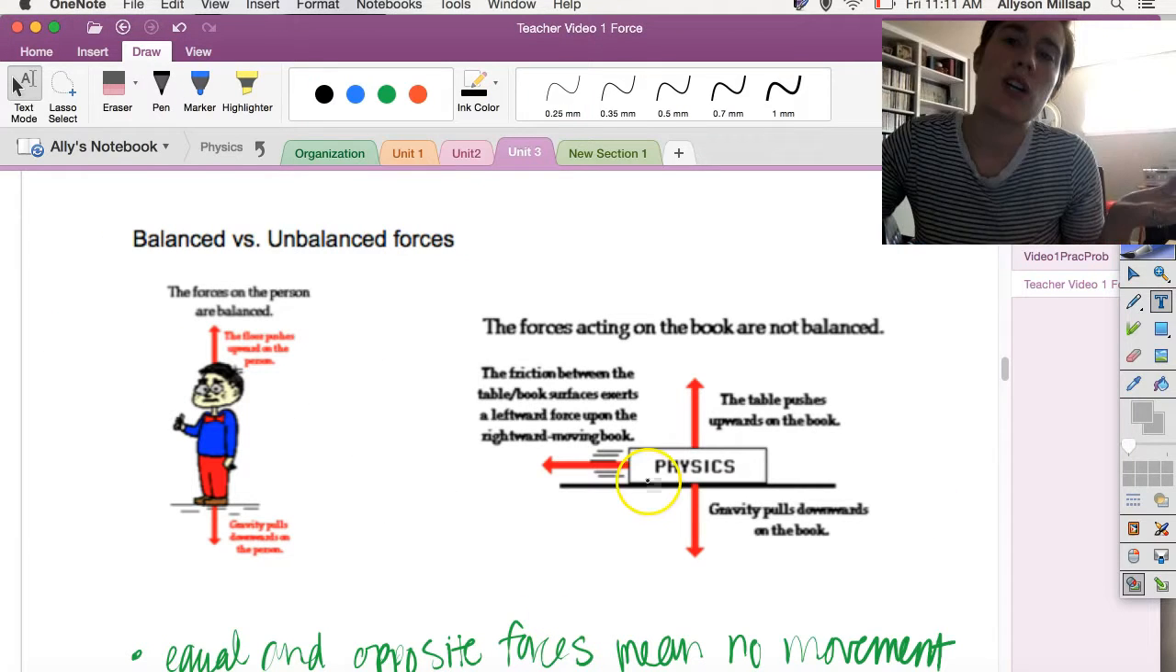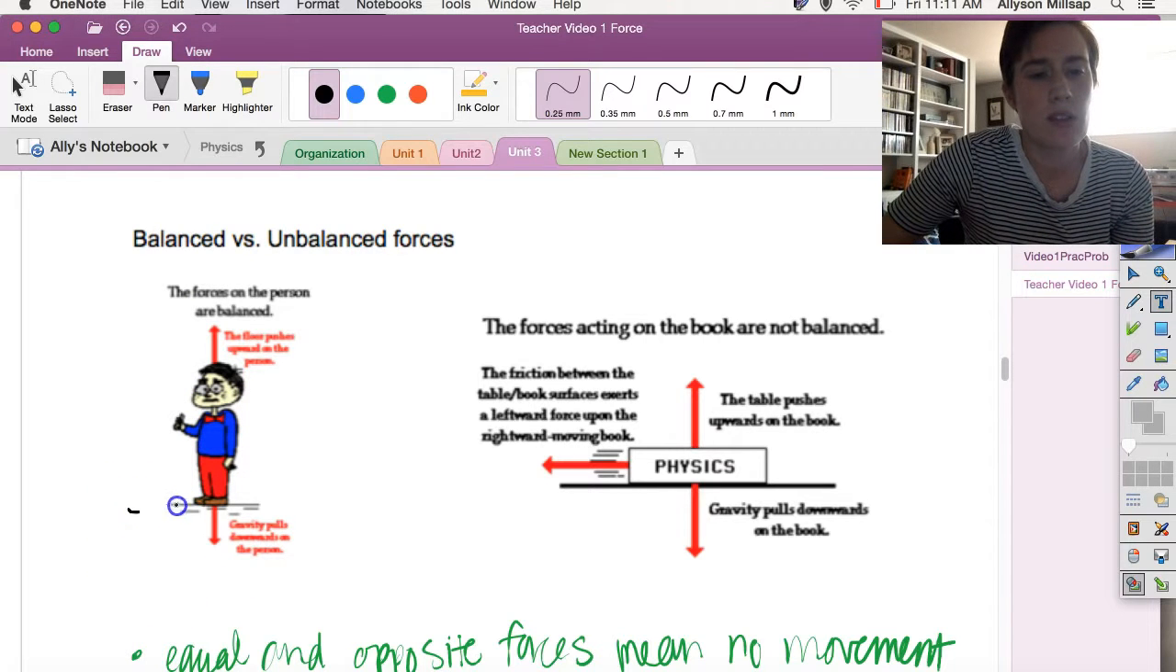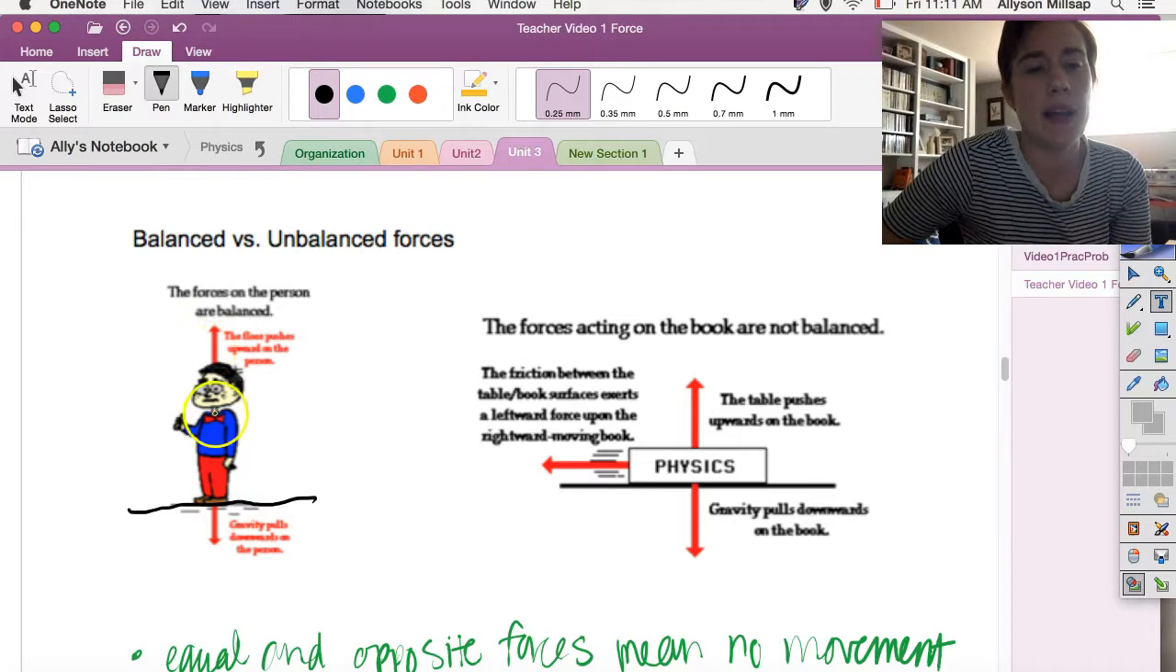So now we're going to talk about something that I mentioned earlier, and that was balanced forces versus unbalanced forces. Here's an example of a person, and he's standing on the floor. So here's the floor, and he's not moving, right? He's not moving up, and he's not moving down. And that's because the forces on this person are balanced.